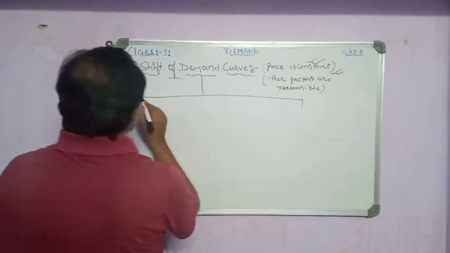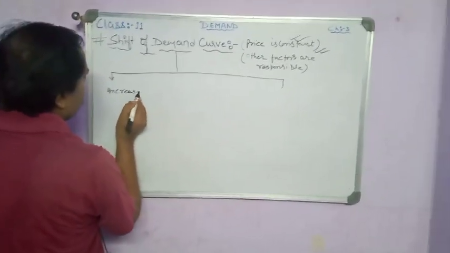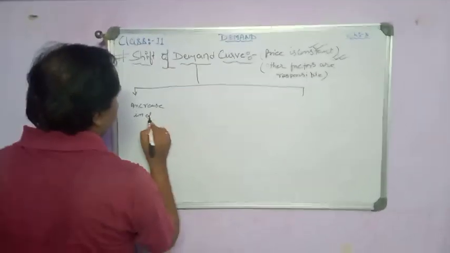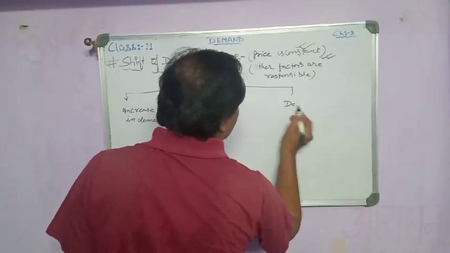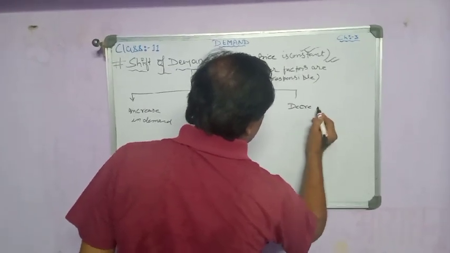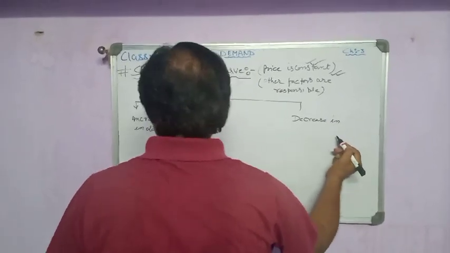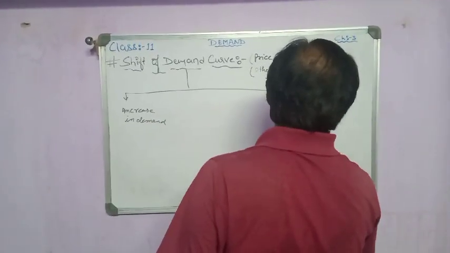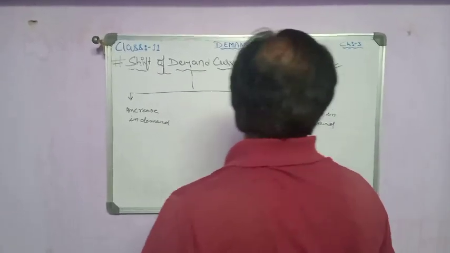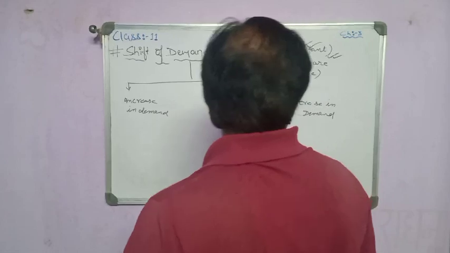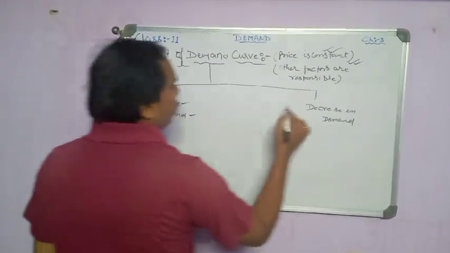Now, it has two main components. One is known as increase in demand, and the other is known as decrease in demand. Okay, so increase in demand and decrease in demand.